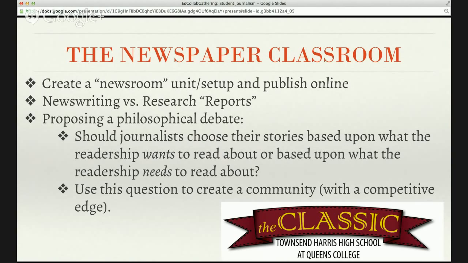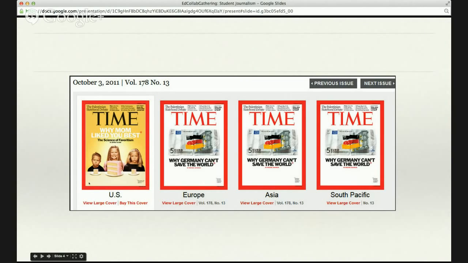So I let students choose. I give them an example where this kind of debate is in play. I love showing them Time magazine covers.